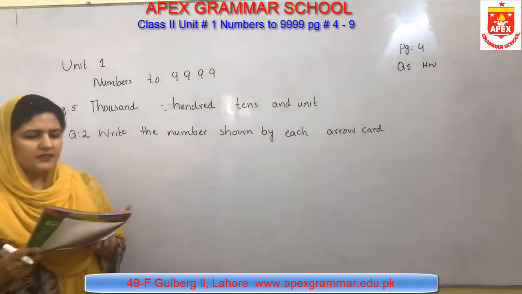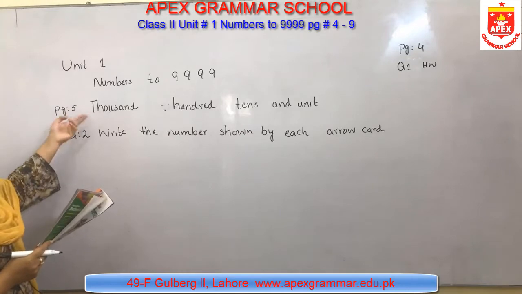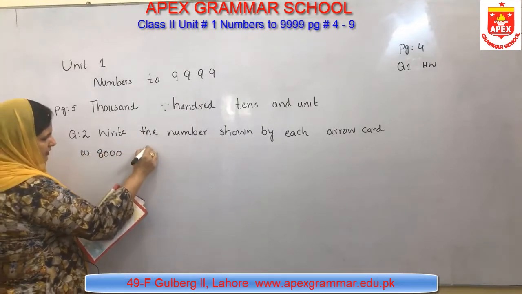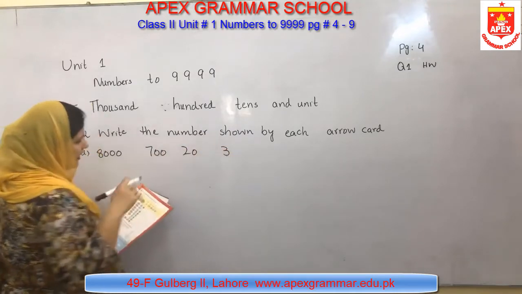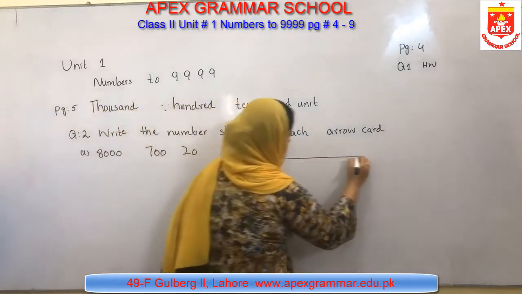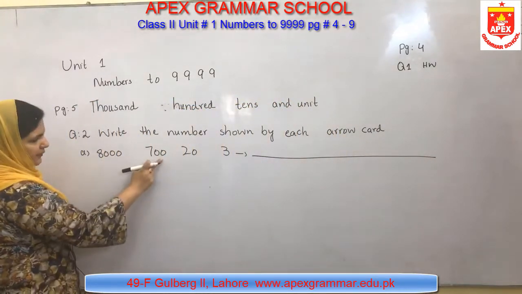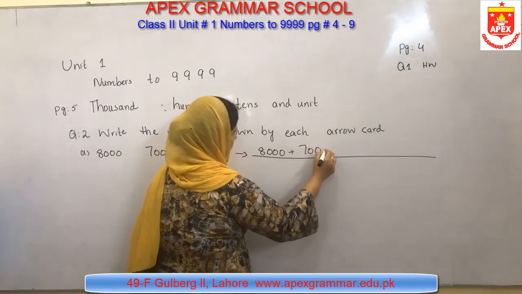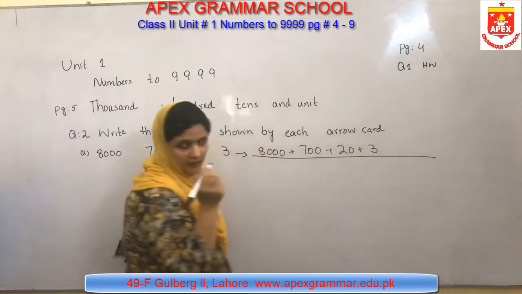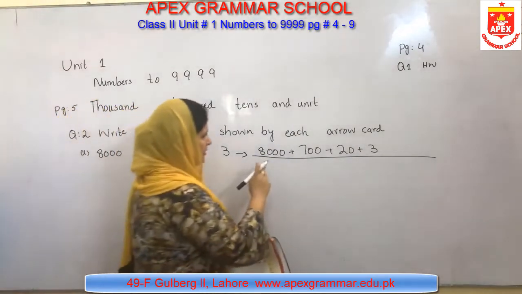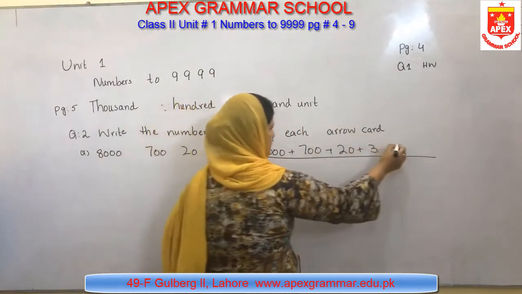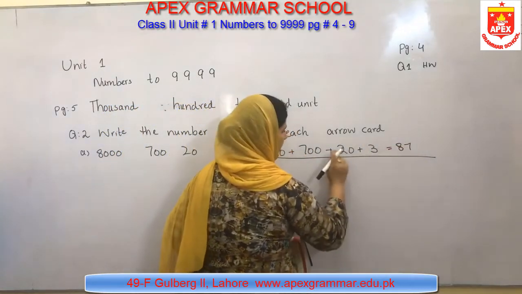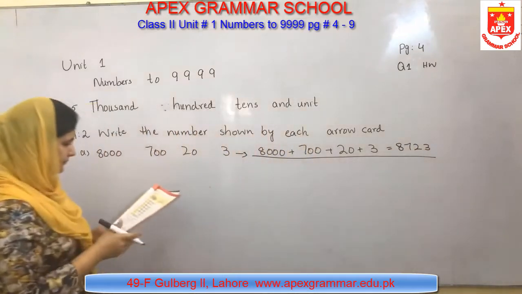It is a very simple question. This question belongs to the concept of thousand, hundred, tens and unit. First part is 8000, 700, 20 and 3. It means just add these numbers: 8000 plus 700 plus 20 plus 3. Write the first digit. The answer is 8,723.